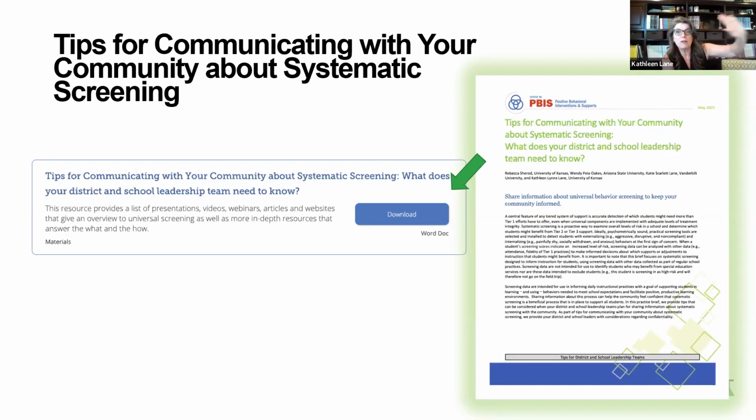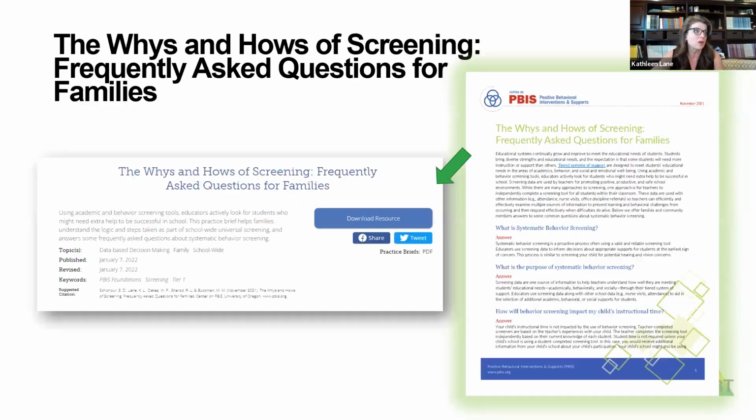And so we want whatever the decisions are around screening to be communicated with your families in your community. In addition, we have another resource that is also available about the hows and whys of systematic screening and addressing frequently asked screening tools. And when you click on that, you just download it and you'll see an image of exactly what it looks like to your right.